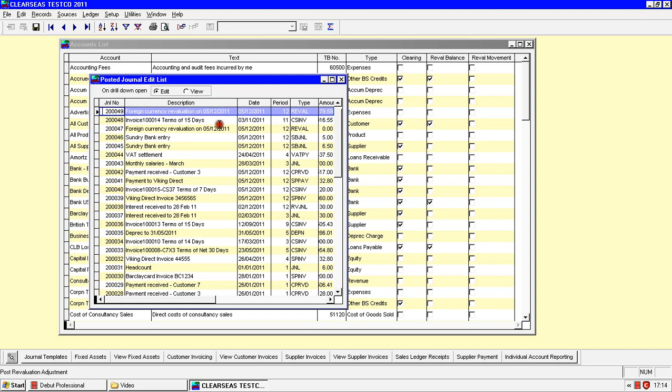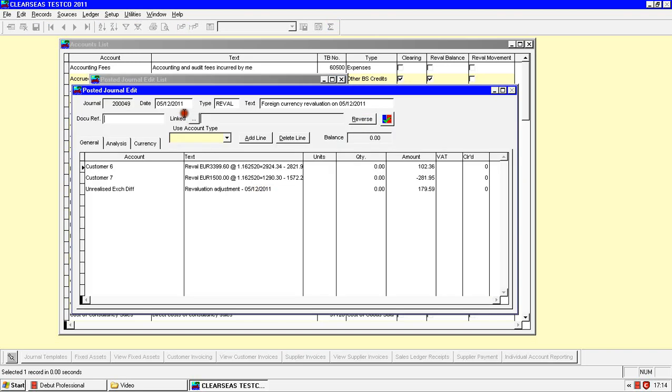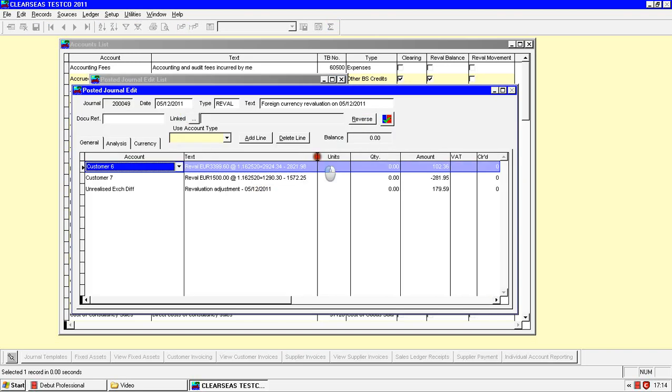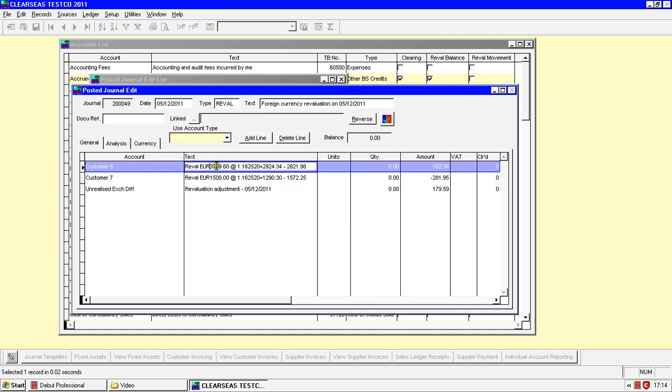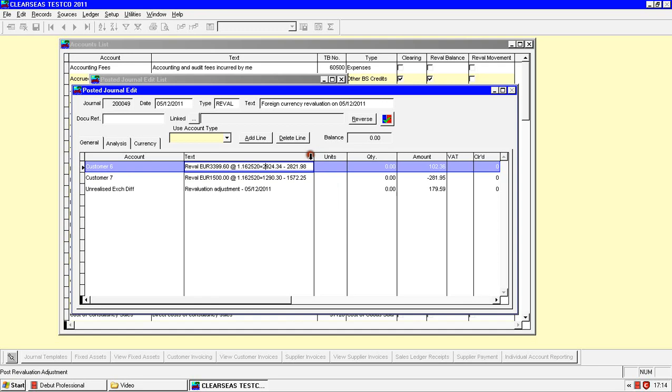So if we look here, we can see that we have two items, one for customer 6, one for customer 7, giving us a revaluation adjustment, and it tells you how much is in euros here, or the foreign currency is being revalued, and at what rate it is being revalued to, and what it was held at, so that there's an analysis to support the adjustment journal.